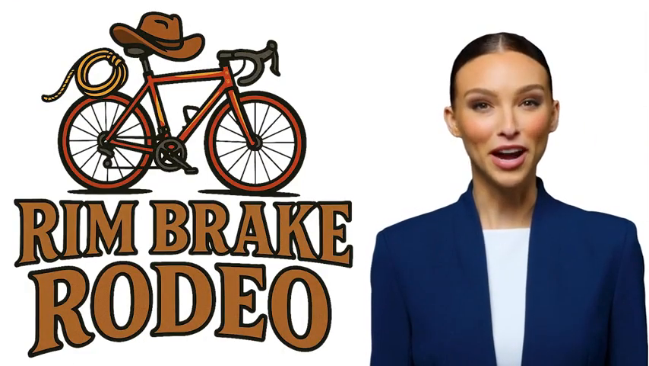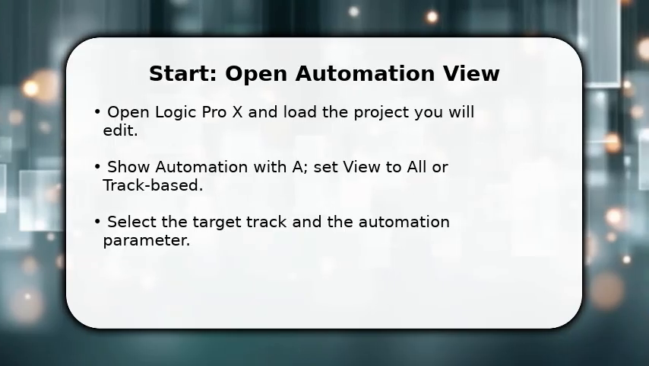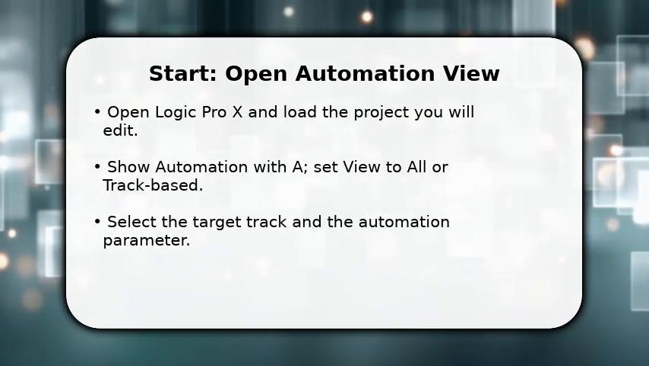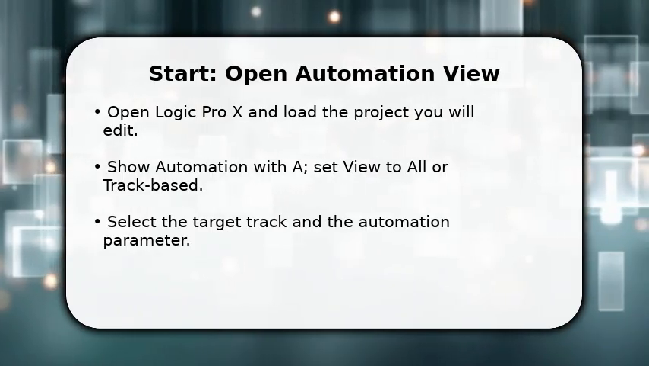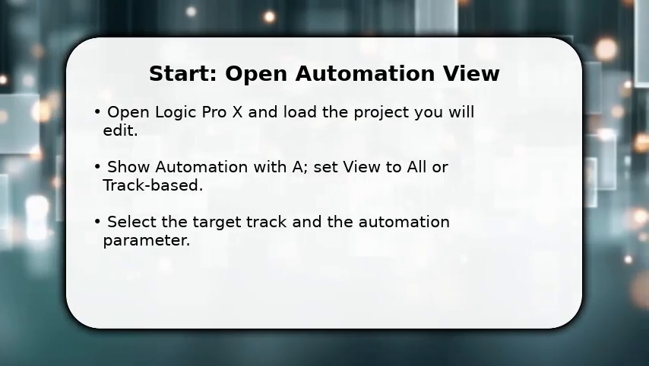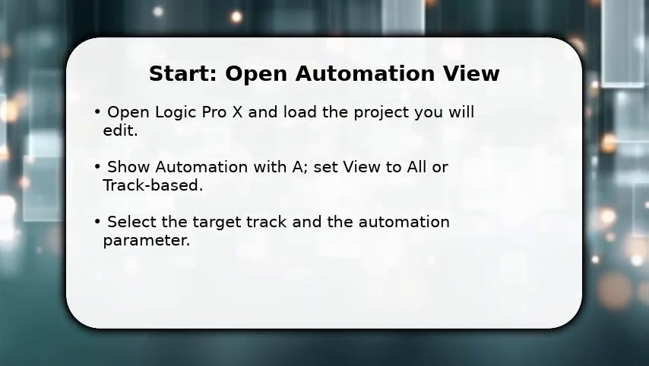We hope this video helps. You start by opening the project and pressing it to show automation. This gets you right into the editable lanes. Once visible, make sure the view is set to either all or track-based depending on scope. This determines if you see every parameter or only the tracks.